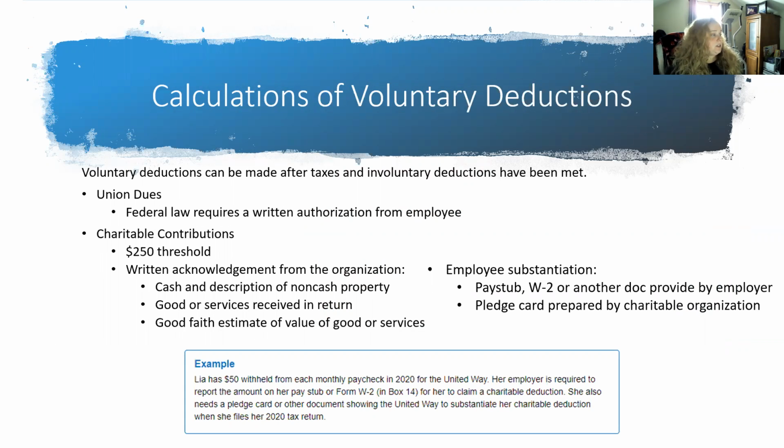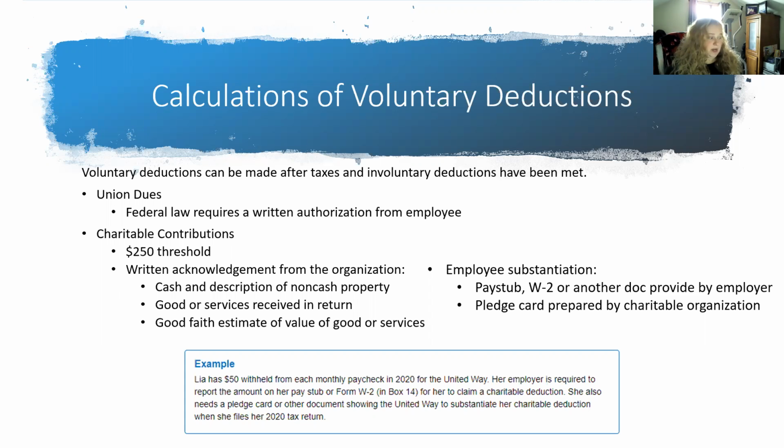So voluntary deductions, lots of things can be voluntary deductions: union dues, charitable contributions, things like that. For charitable contributions, the employer should provide the employee with a statement, whether it's on a pay stub or a W-2, to show how much they have contributed to charitable contributions. That way the employee can record that on their personal income tax return to get the benefit of that.